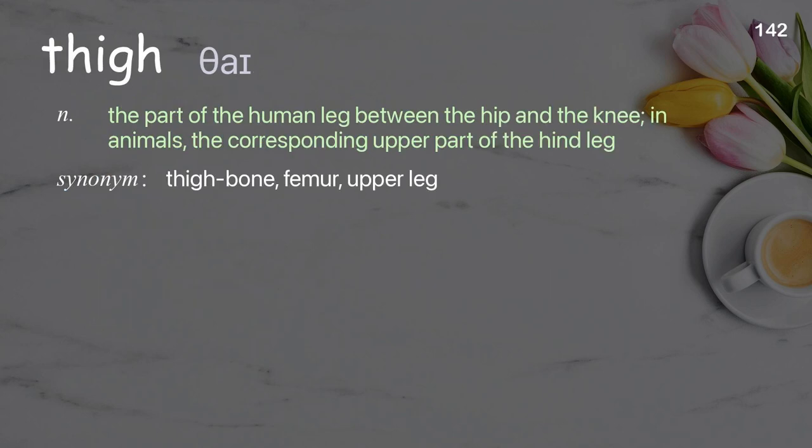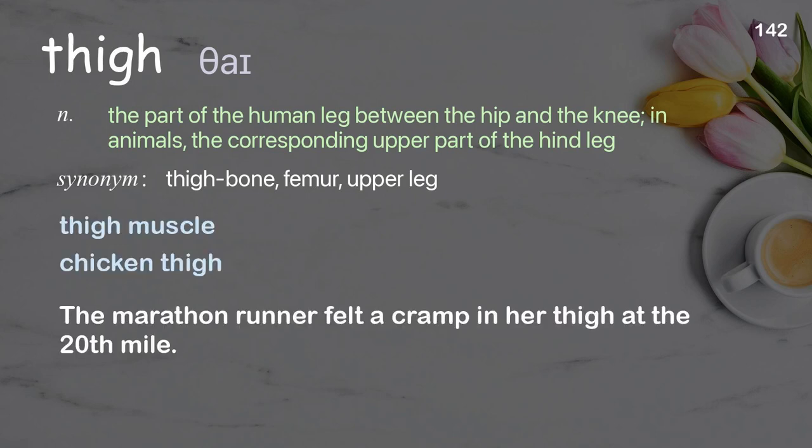Thigh. The part of the human leg between the hip and the knee; in animals, the corresponding upper part of the hind leg. Examples: thigh muscle, chicken thigh. The marathon runner felt a cramp in her thigh at the 20th mile.